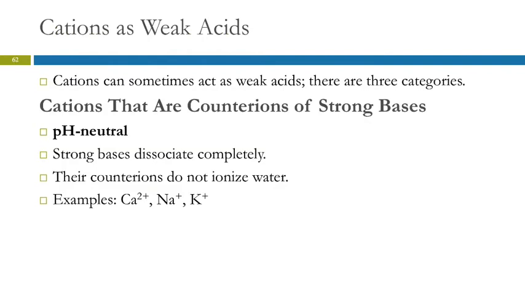So anions can act as weak bases. Cations can act as weak acids. There's three categories of these, just like with the others. So we've got cations that are counterions of strong bases. So these are going to be pH neutral because those strong bases dissociate completely, so their counterions cannot ionize water. So these are the calcium, strontium, barium, lithium, sodium, potassium, the group 1A, 2A metals. It's the cation from a strong base. Doesn't do anything.